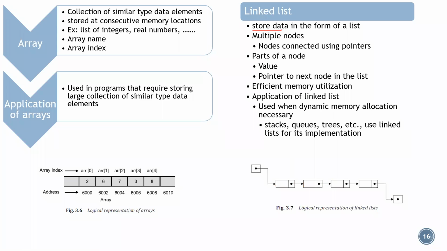So here the data is stored in the form of a list, and those data will be interrelated with each other. That is, they will have interconnection and linkage with each other. Now, these elements which are present are called nodes.